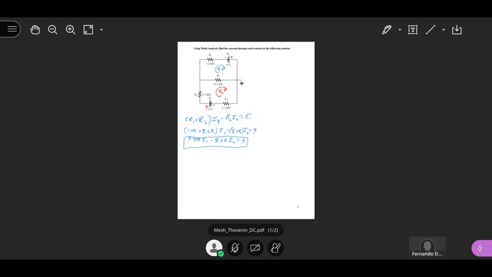Let's do my equation number 2. I'm going to add up all the current that I2 goes through. In this case, R2 plus R4 times I2, right? Now minus R2 times I1, just because they go in opposite directions, right?